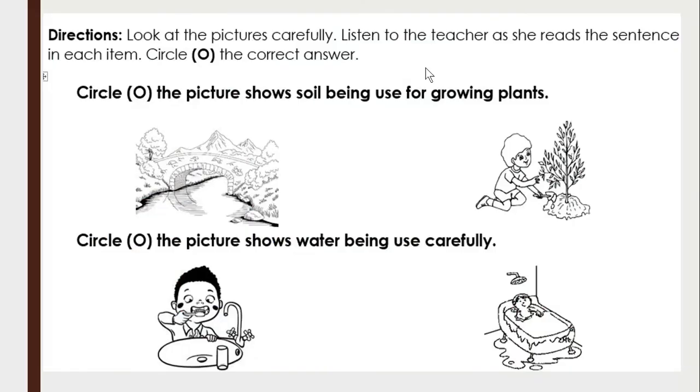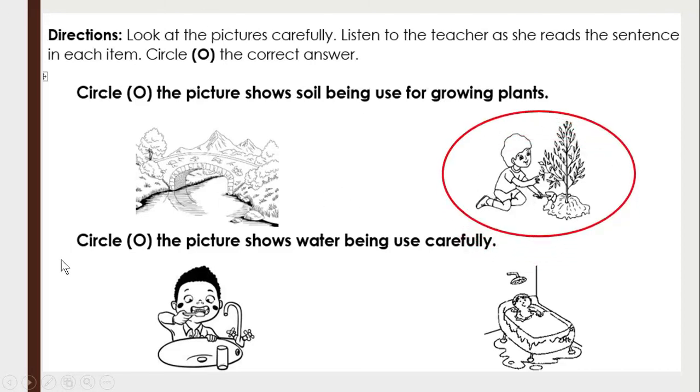Let's have an activity. Directions. Look at the pictures carefully. Listen to the teacher as she reads the sentence in each item. Circle the correct answer. Number 1, direction. Circle the picture that shows soil being used for growing plants. Which one is correct? Very good.